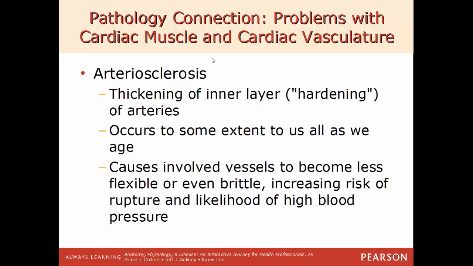Arteriosclerosis is the thickening or the hardening of the inner layer of the arteries. Arterio is a reference to arteries. Sclerosis means to thicken. This occurs in most people as we get older. Now, this can cause some vessels to become less flexible and even brittle, increasing the risk of a rupture or the likelihood of high blood pressure.